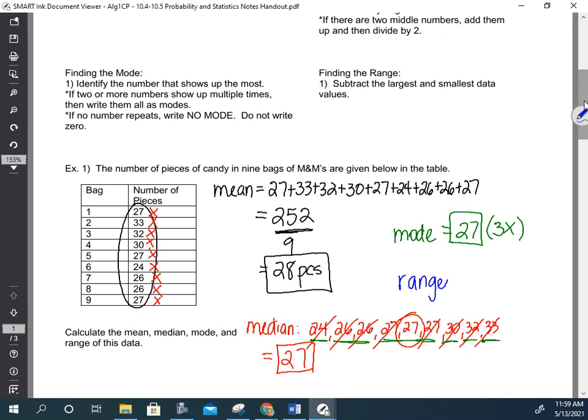Last one is the range. For the range, subtract the smallest data value from the largest. So the largest number was 33, and the smallest one was 24. The difference is 9. So you're not going to have any more than 33, and not going to have any less than 24. So you have a range of 9.